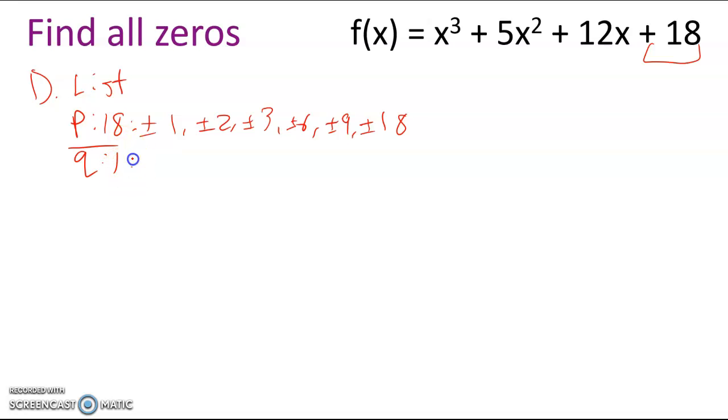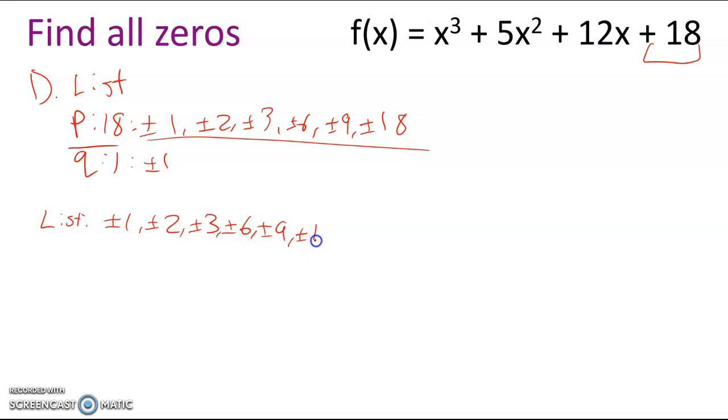And then Q. Well, the number that multiplies to 1 is literally just 1. All right? So when I divide all these numbers by 1, well, I'm literally just going to rewrite my list out. It's going to be plus or minus 1, plus or minus 2, plus or minus 3, plus or minus 6, plus or minus 9, and then plus or minus 18.